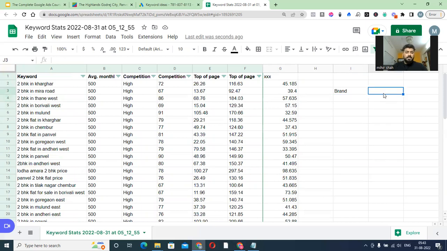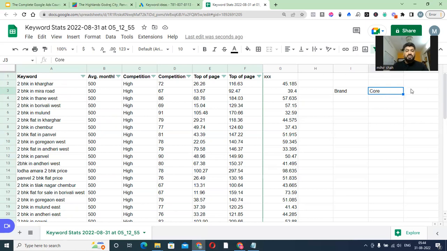The next category is core keywords. Now, a core keyword is basically the product or the service or the benefit that you are offering. So in our situation, 2 BHK in Mumbai, 2 BHK in Panvel, 2-bedroom hall kitchen, all these pieces, which basically speak about the product directly, are your core keywords.